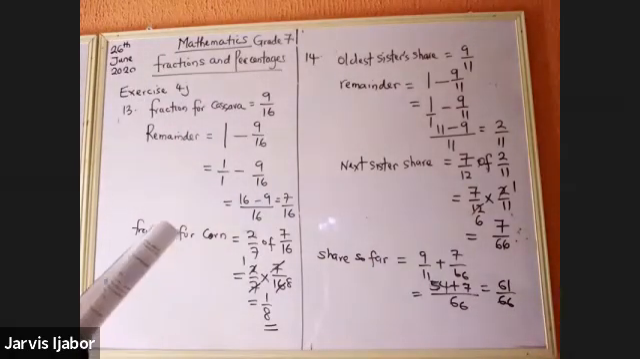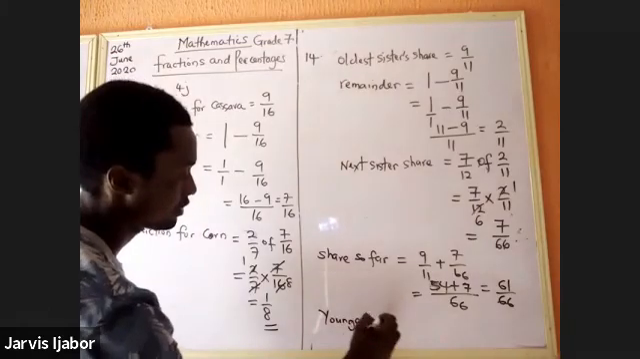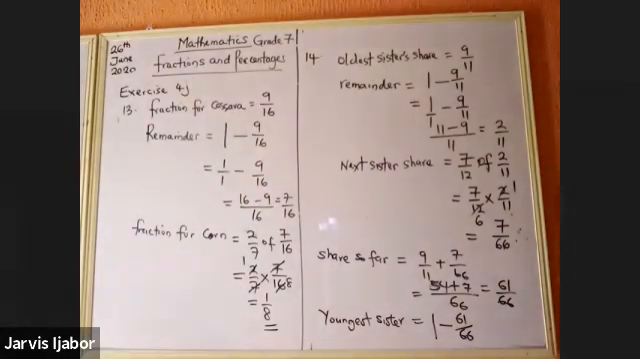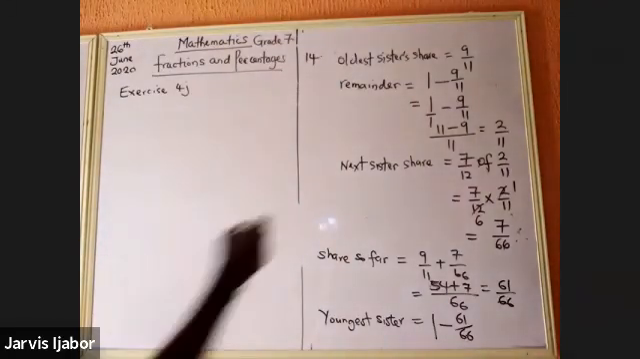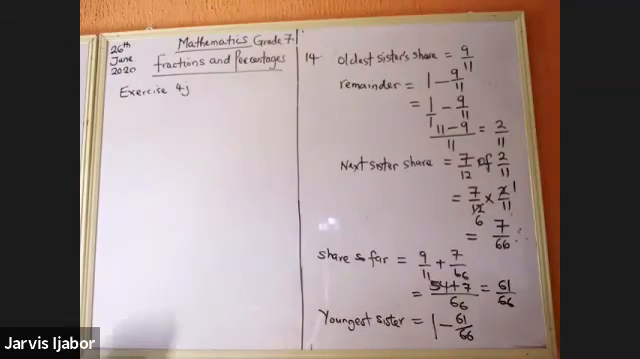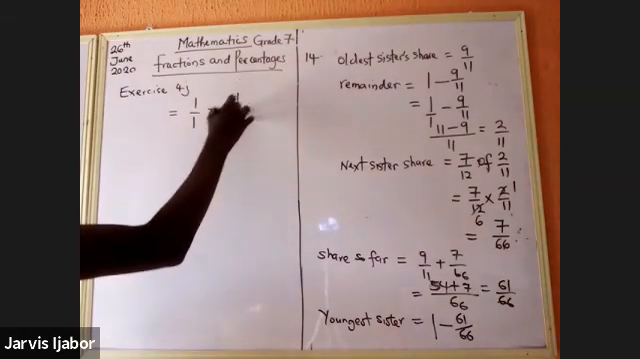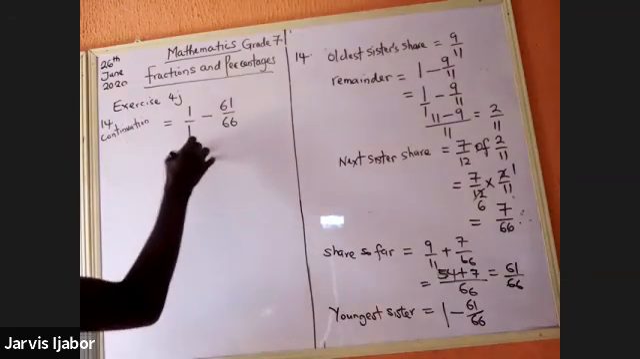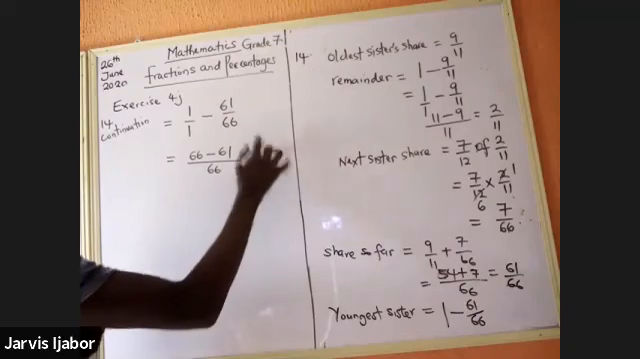So the question says, what fraction of the money does the youngest sister get? So the youngest sister will be equal to 1 minus 61 over 66. That's what the youngest sister will get. So that will be equal to 1 over 1 minus 61 over 66. This is question 14, continuation. And that will give you 66 minus 61, which will give you 5 over 66.